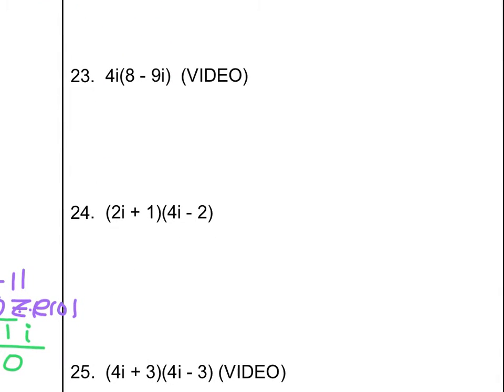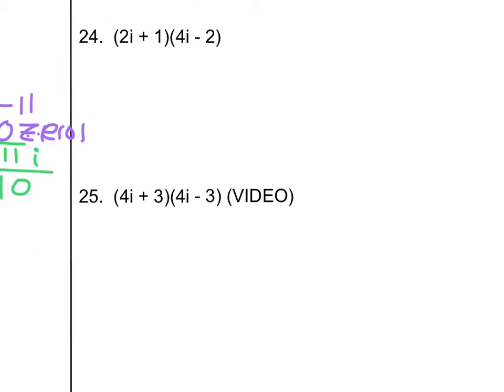For number 23, 4i times 8 is going to be 32i. 4i times negative 9 is going to be minus 36i squared. i squared, we said, was the same thing as negative 1. That's going to be plus 36 and 32i.